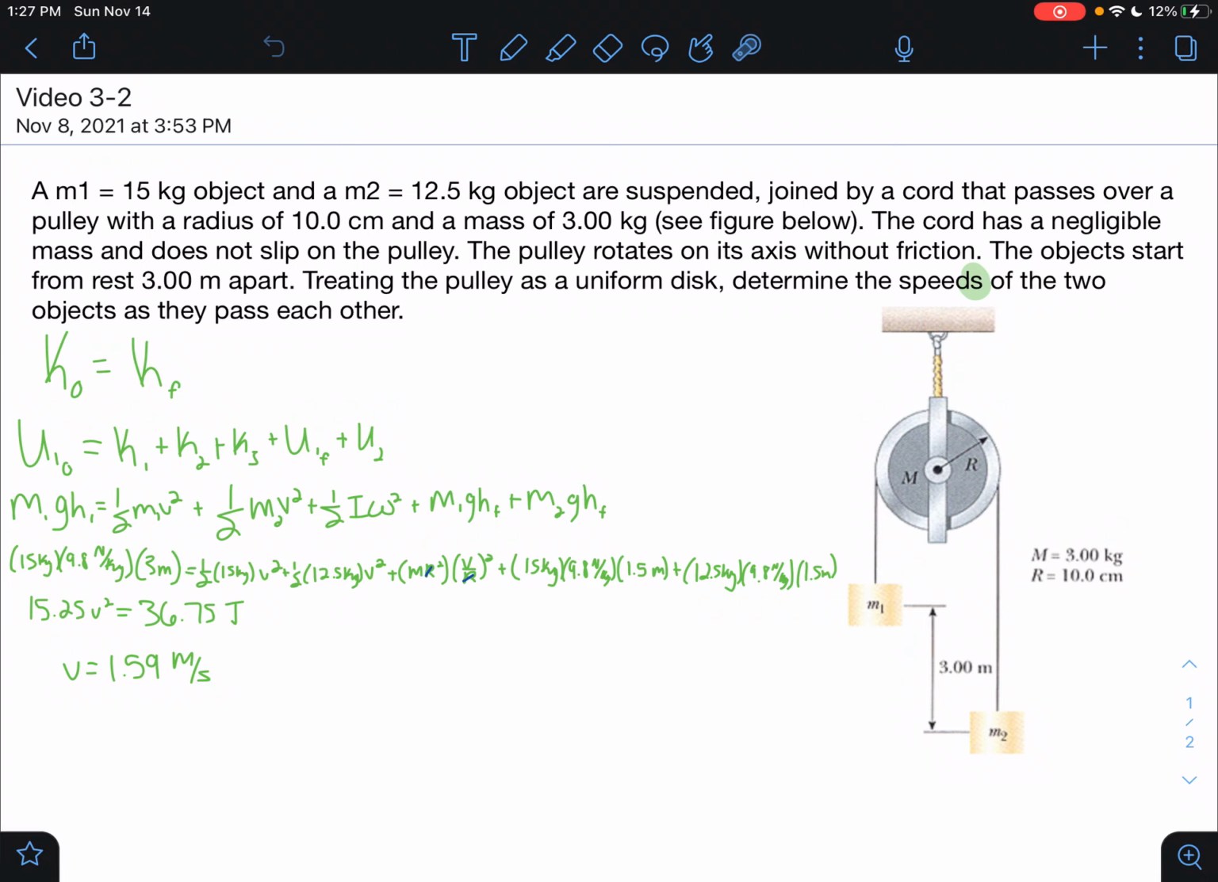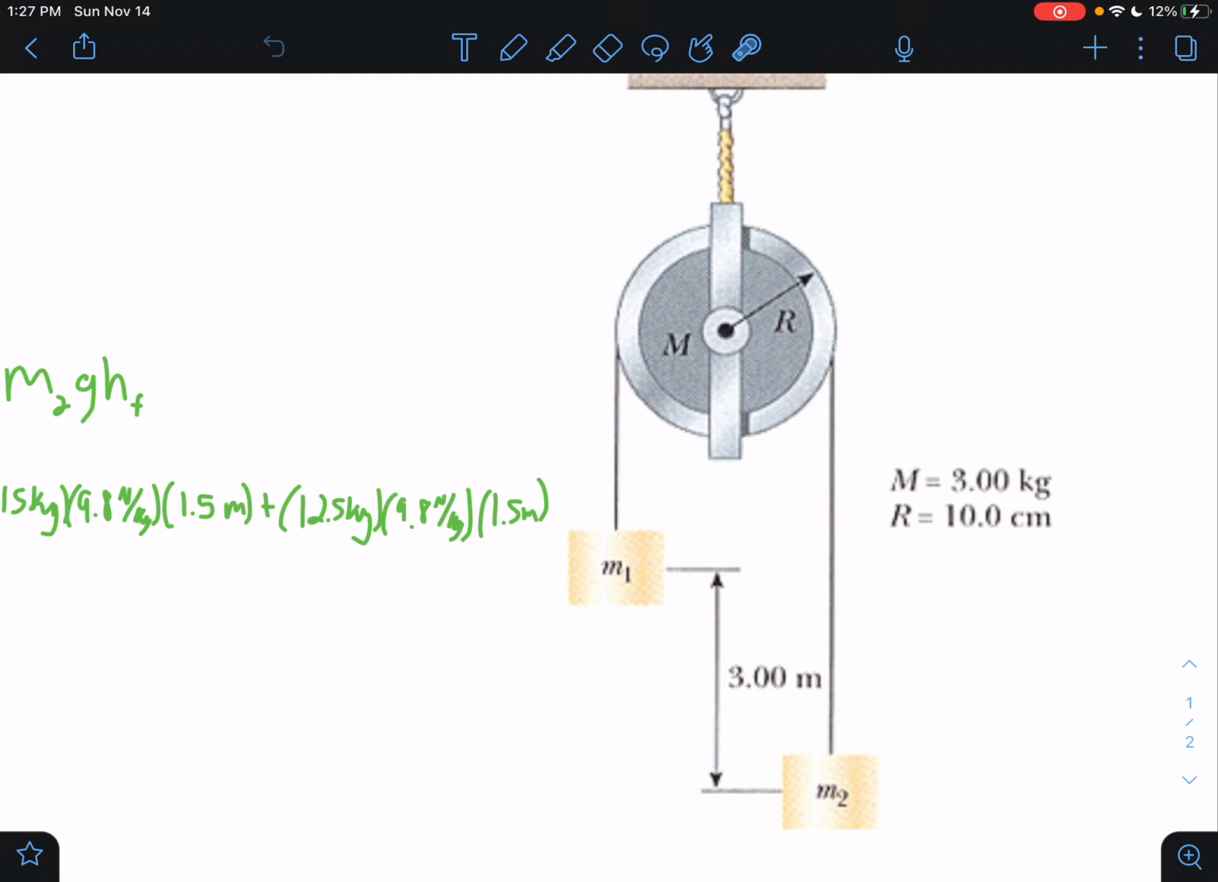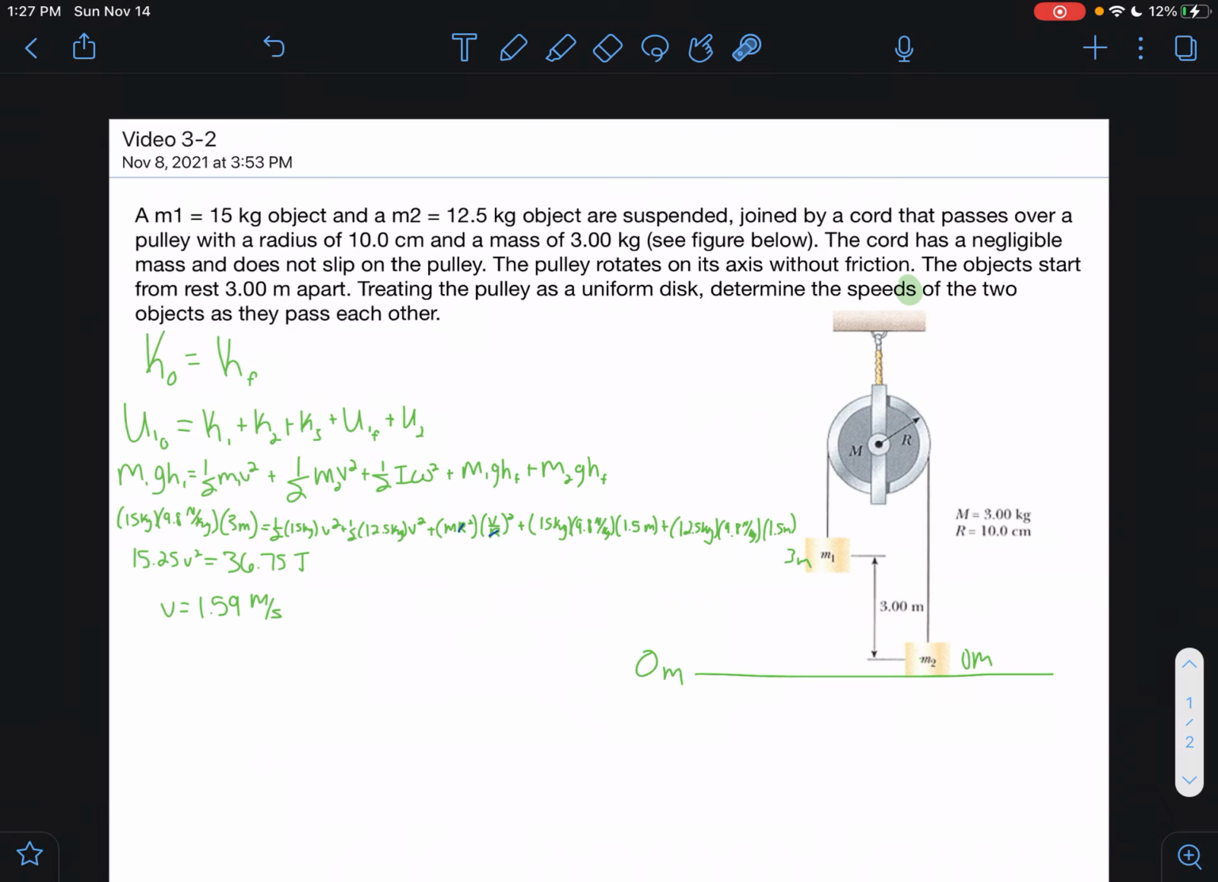So, here's the little picture. Just because we're using energy and we're going to need a point of reference, we're going to call right here 0, meaning that this mass is at 0 meters, and then this would be at 3 meters. But we'll get to why that's important.